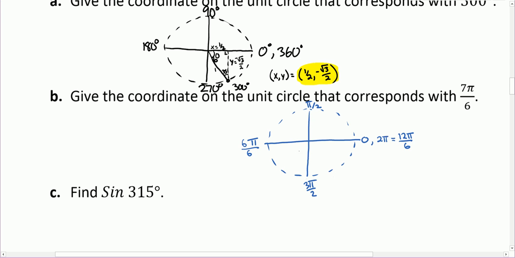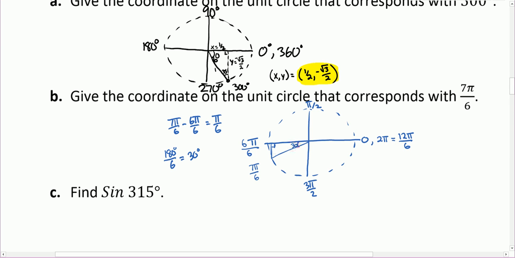In fact, here it is. So we got our 7π/6. And the difference between, okay, we have this right triangle. The reference angle is going to be 7π/6 minus 6π/6, which is π/6 in radians. To convert that to degrees, remember π radians is 180 degrees, so 180/6 is 30 degrees.